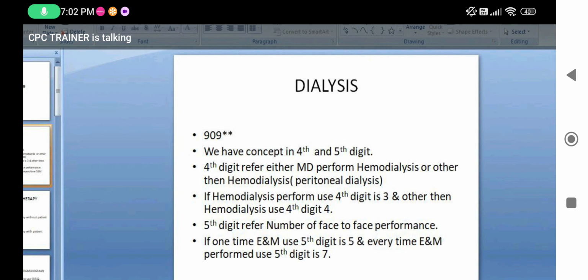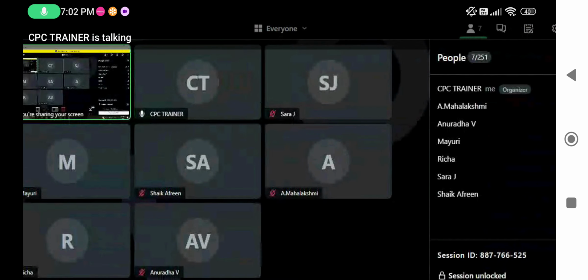So if you guys check these two things in your question, you will get the answer in this particular dialysis procedure, right? So 909, fourth digit, fifth digit you have to use. Okay, now I will give you one question. Don't tell the answer out loud. Please give the answer in this chat. So in this question, what is your answer? Just send me in the chat. Then we will discuss.